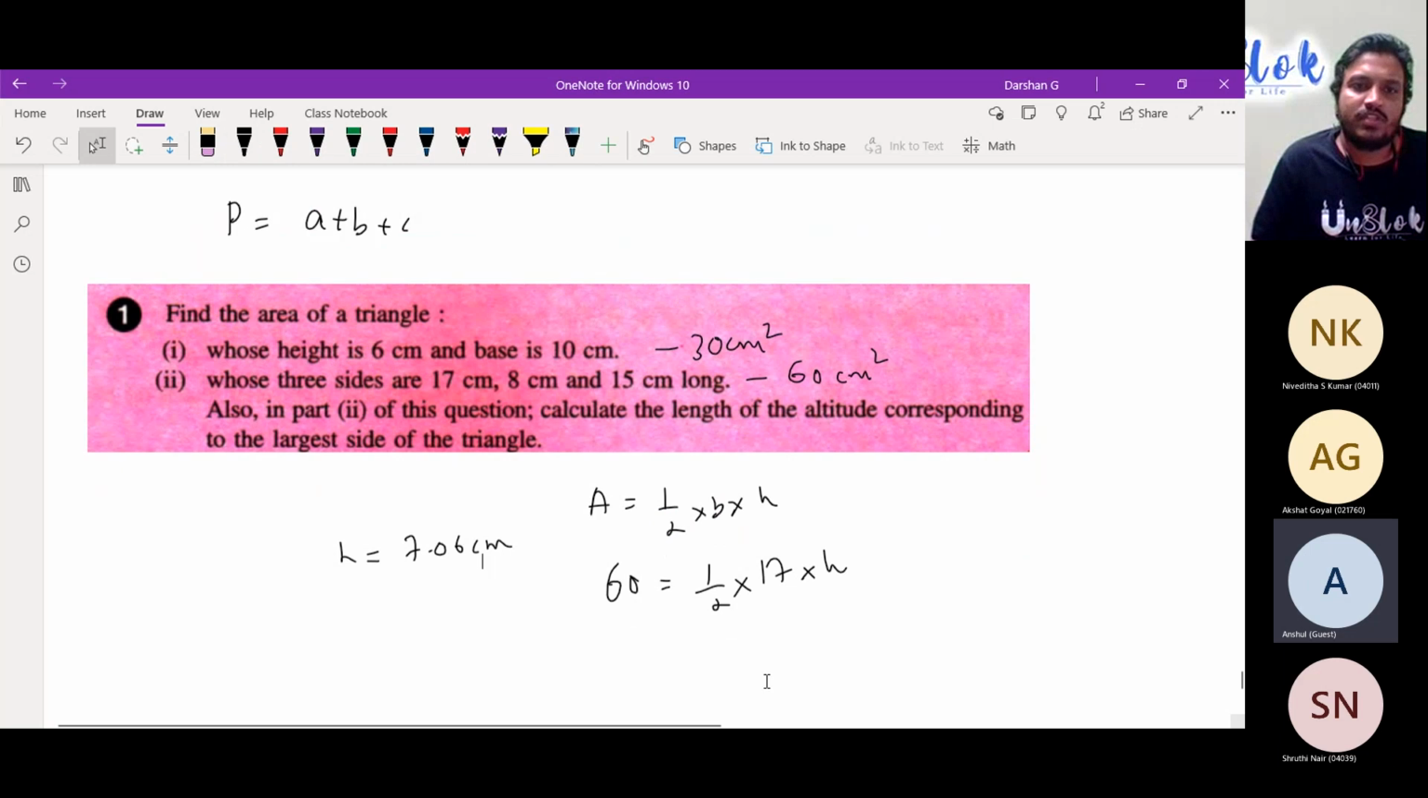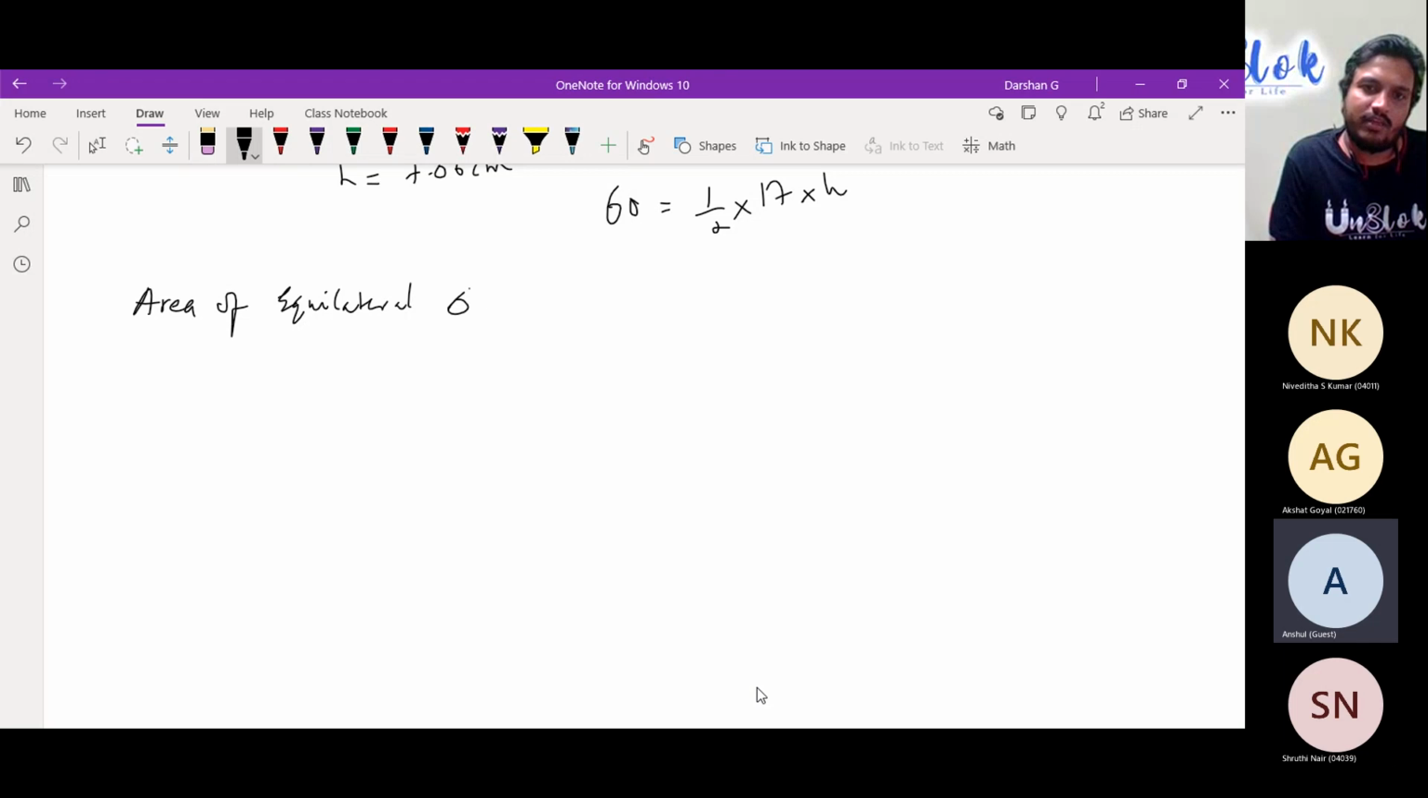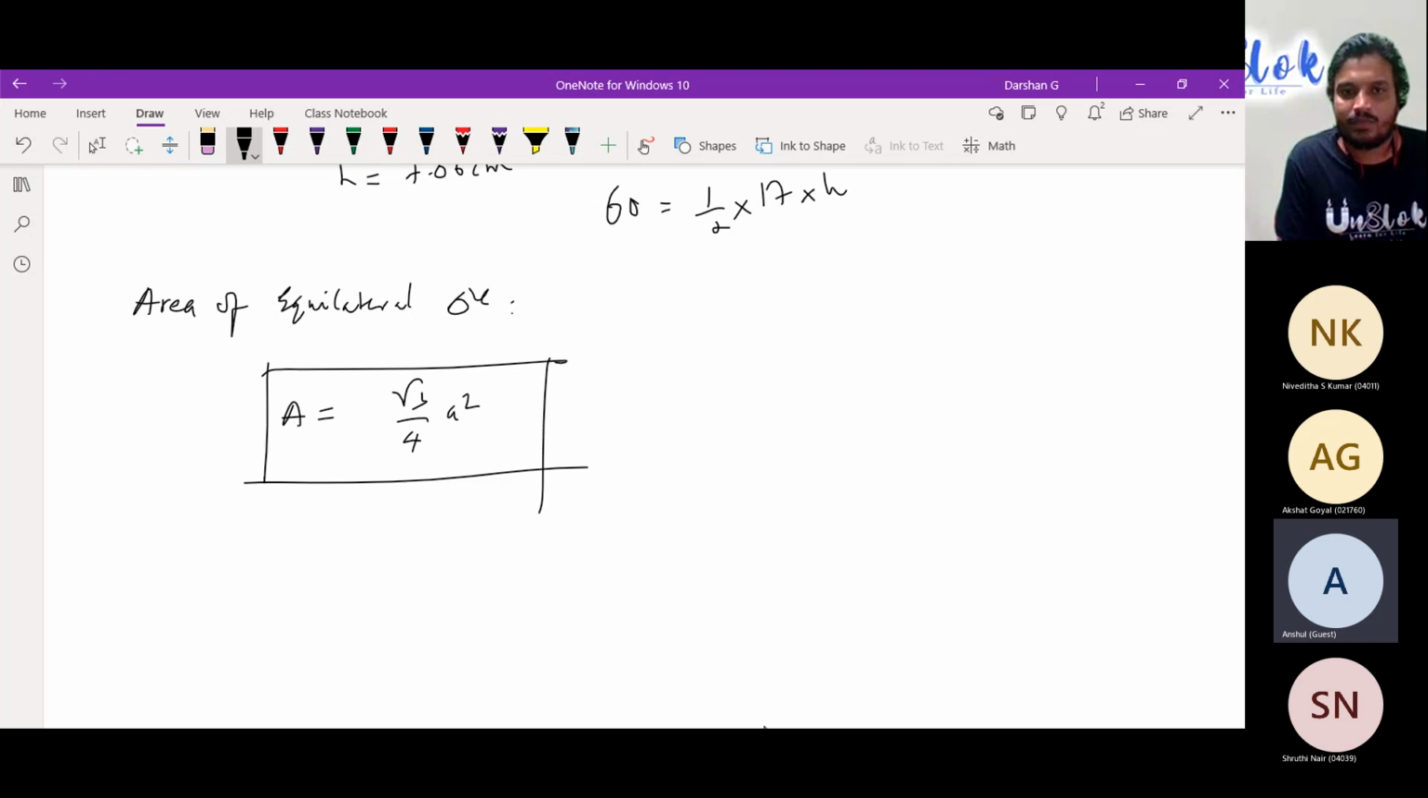Okay, now the next question, next formula, what we have to know is area of an equilateral triangle. Anybody who knows the area of equilateral triangle? Root 3 by 4a square. Okay, it's an equilateral triangle, so it is root 3 by 4 a square. Is it right? Is it correct? Please confirm, people. That is right, actually.